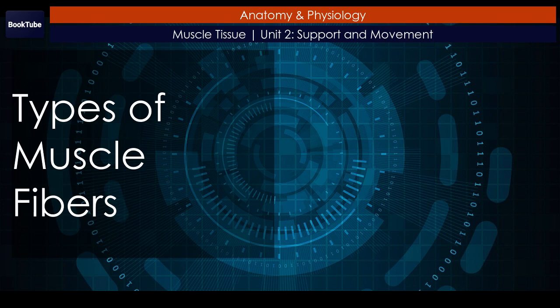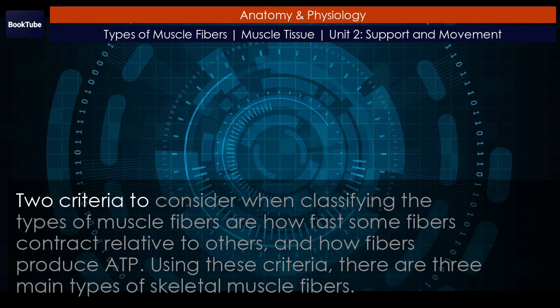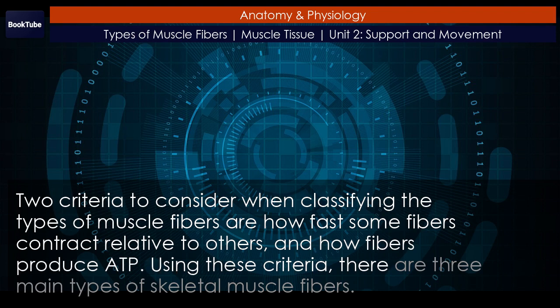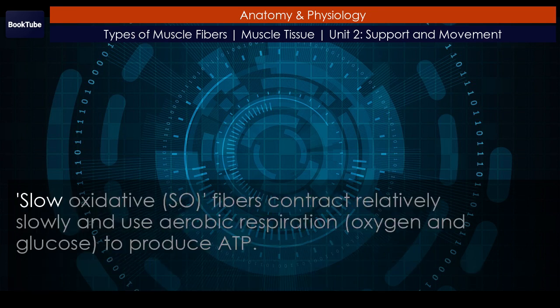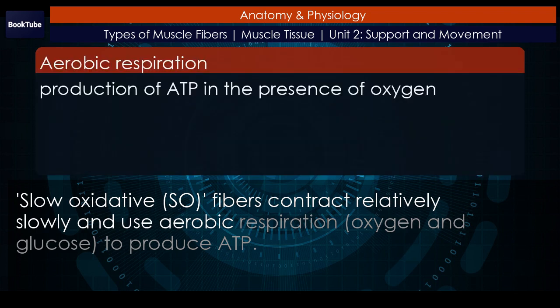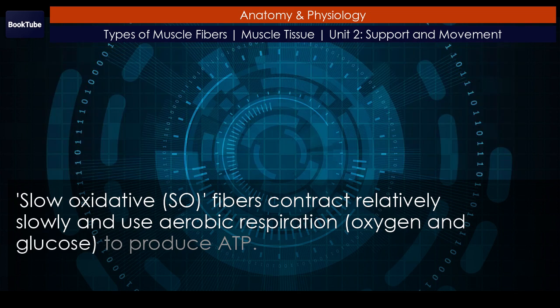Types of muscle fibers. Two criteria to consider when classifying the types of muscle fibers are how fast some fibers contract relative to others, and how fibers produce ATP. Using these criteria, there are three main types of skeletal muscle fibers. Slow oxidative (SO) fibers contract relatively slowly and use aerobic respiration, oxygen and glucose, to produce ATP.